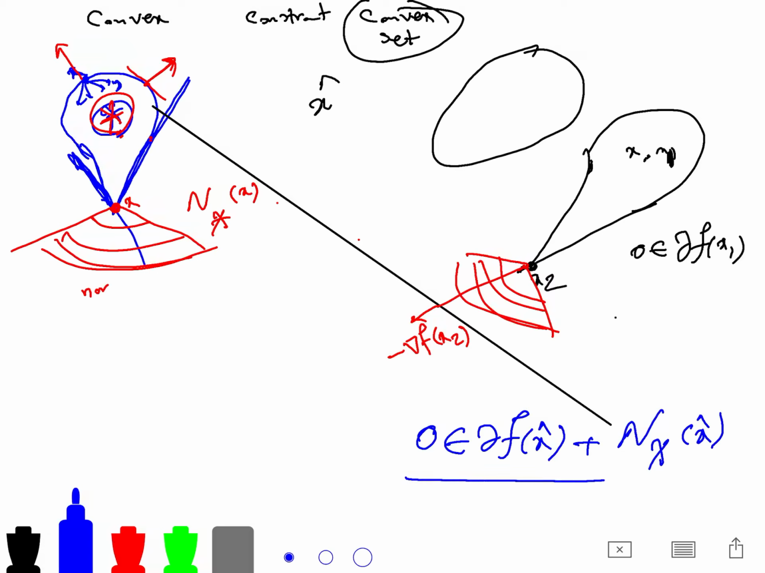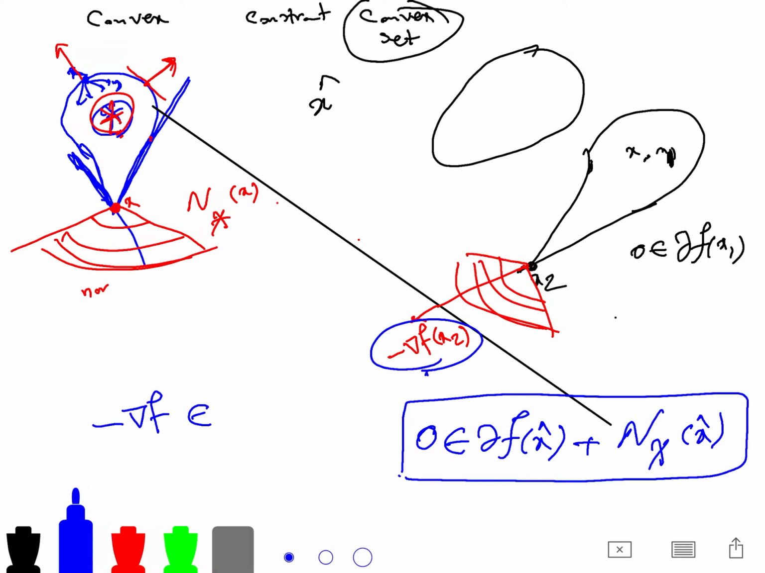And you can say that this holds because we want the direction of f to be inside the normal cone. So if you just rewrite this, you will see this. So it's a very natural thing.